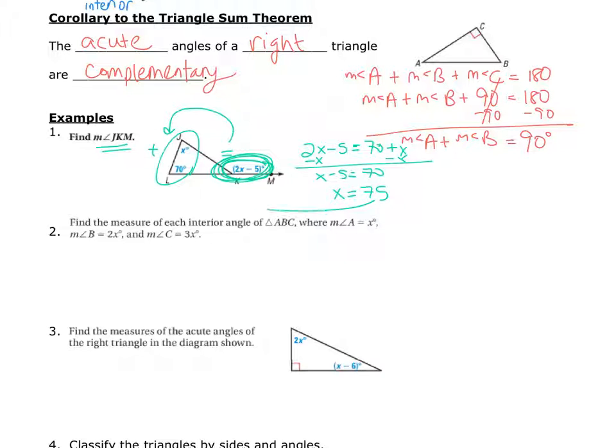So we need to take the 75 and put it back in there. So 2 times 75 minus 5. So 2 times 75 gives us 150 minus 5, and we get 145 degrees.